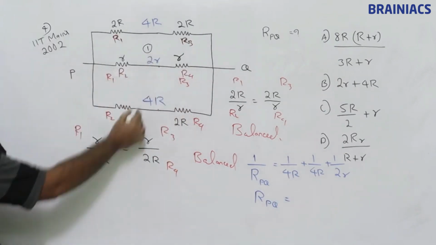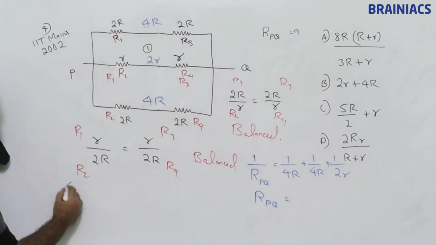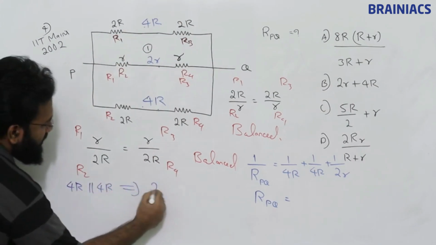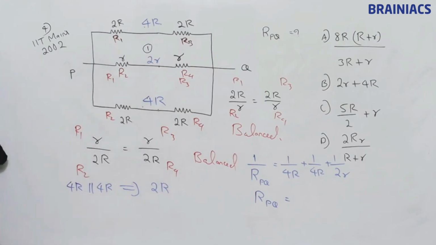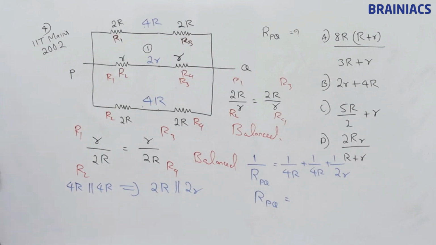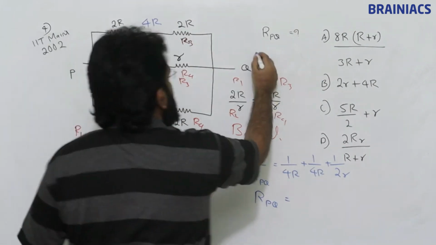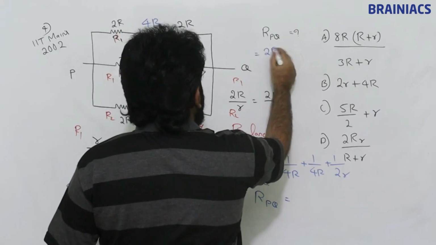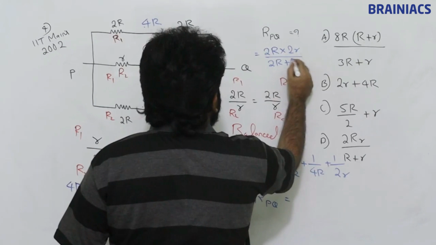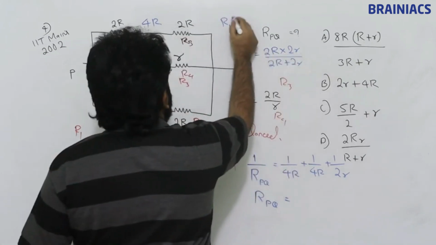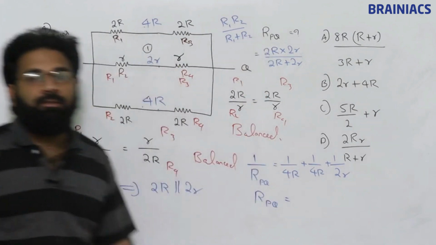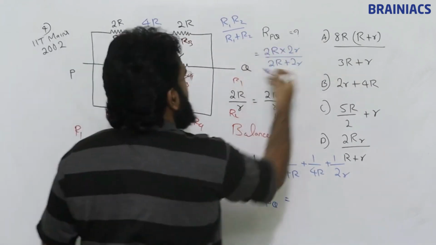The easy method is that 4r and 4r are in parallel. This is nothing but 2r. This 2r is in parallel with the small 2r. So rpq is equal to 2r into 2r divided by 2r plus 2r, that is r1, r2 divided by r1 plus r2. Clear or what?